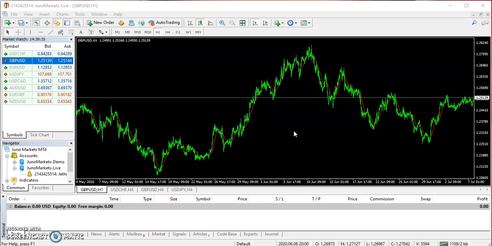So, we are now on the chart of GBP USD, time frame H1. Now, you see a wave here. How many waves do you see? At the center of the chart, we're going to see these waves, this one, and up there. Basically, if you're going to count this, it is 1, 2, 3, 4, 5.